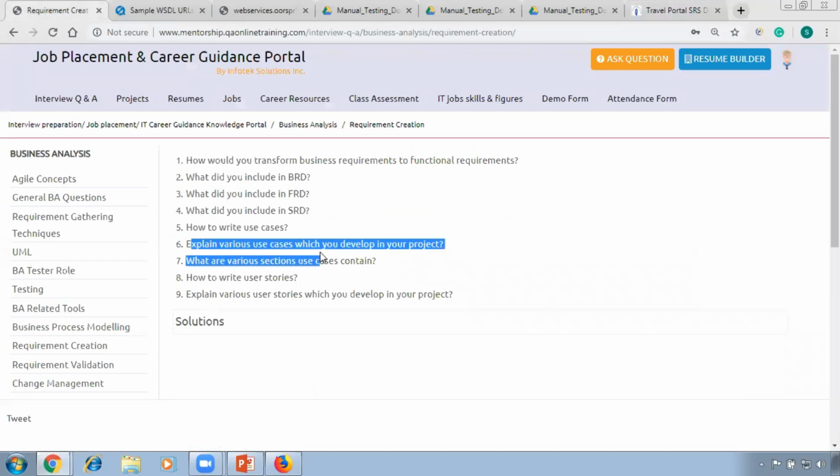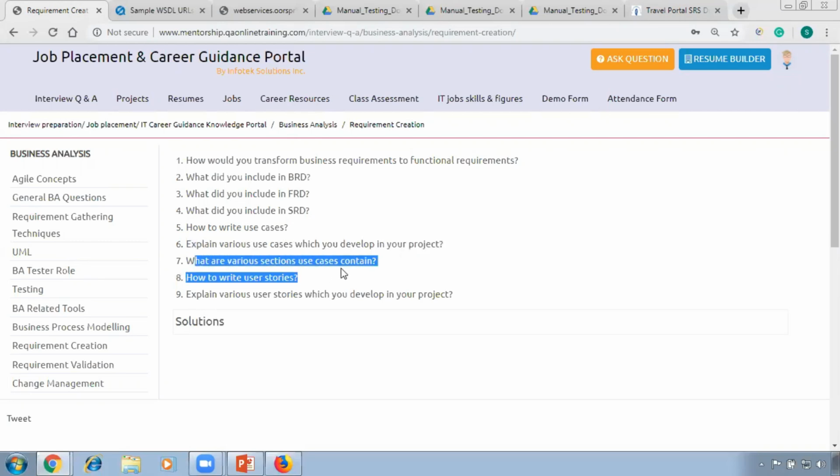The next question is, explain various use cases which you developed in your project. You can define whatever use case you have developed. If you have not developed any use case, you can give an example of a travel portal, and you can try to create a use case diagram for IT Learn 360.